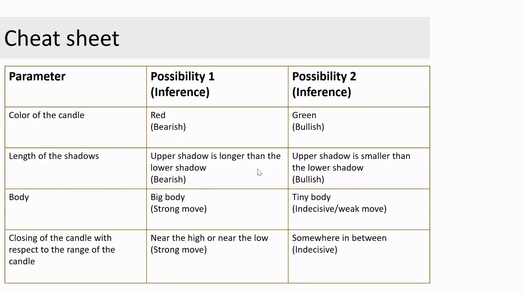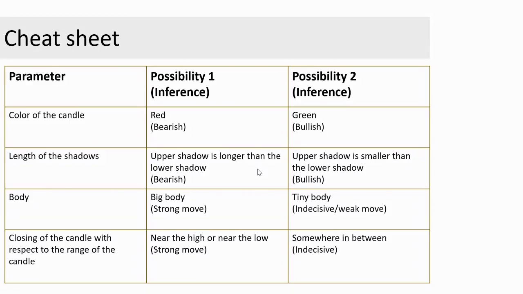Body. A big body is a strong move, a tiny body is an indecisive or weak move. Okay. So let's picture a doji here. A doji has a negligible body, right? Or a spinning top, which has a small body generally. So here, the body does not give us any information because it is an indecisive move. There was not enough confidence among the buyers or the sellers to take the price higher or the lower, and that's the reason we get such a body.